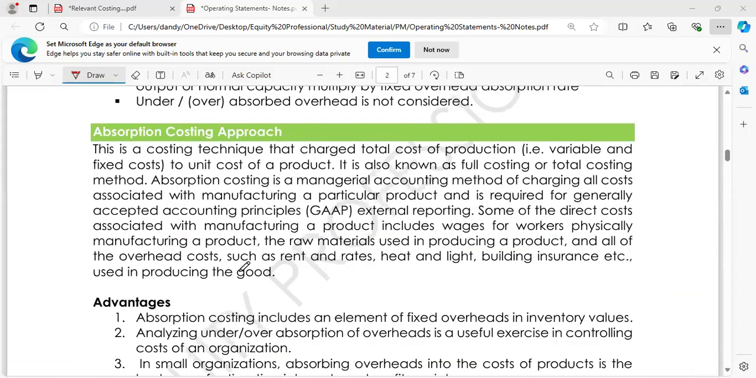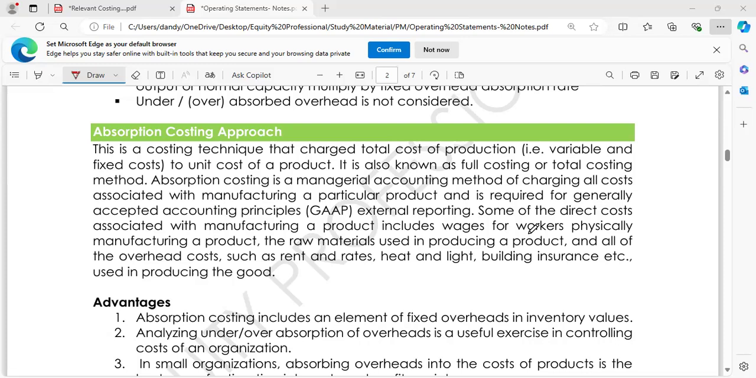And we said that the absorption costing approach is a concept that charges the total cost of production, including both variable and fixed, to the unit cost of a product. That is, when you want to determine the unit cost of a product, you're going to consider all those costs that are variable, including direct material, direct labor, direct expenses, variable overhead, plus fixed production overhead. Those are the costs that will form the production cost under the absorption costing method.